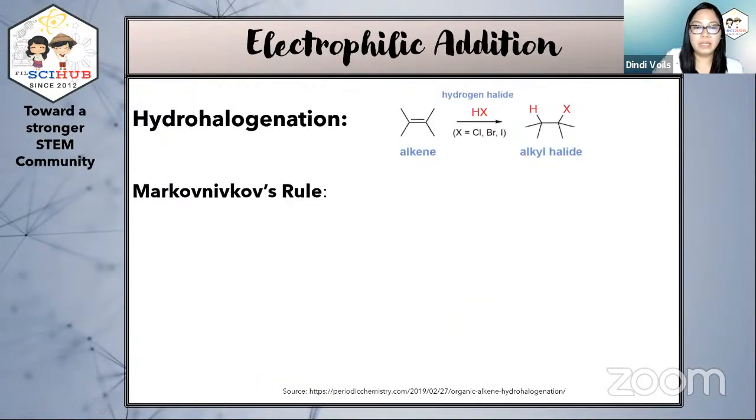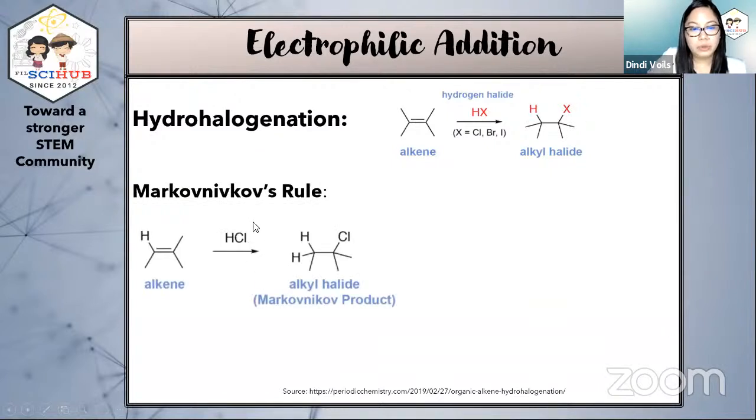So hydrohalogenation, from the name itself, is the addition of hydrogen and a halide group. The halide could be chlorine, bromine, or iodine. Based on the general reaction, we have addition of H and X across the double bond. So here we have what's called Markovnikov's rule, where it states that the halogen will attach to the more substituted carbon.